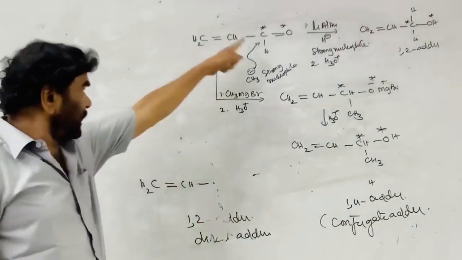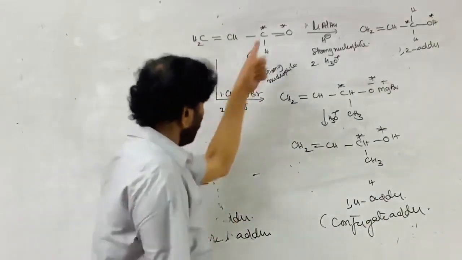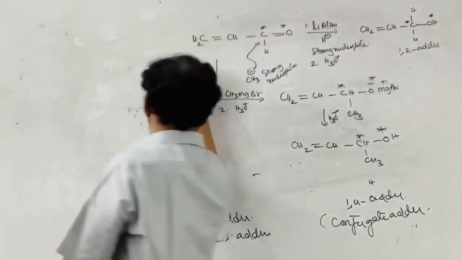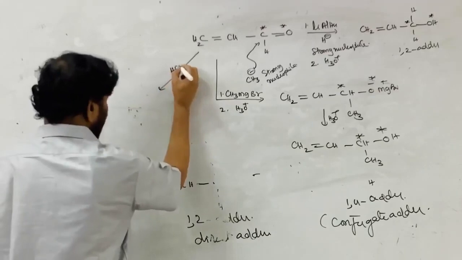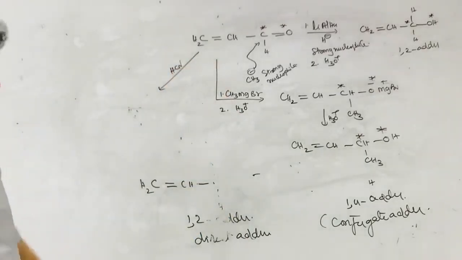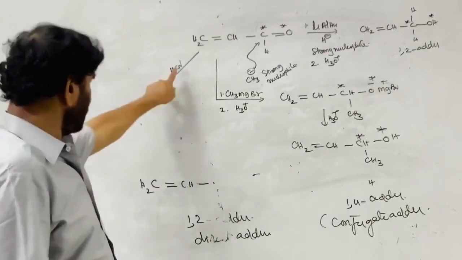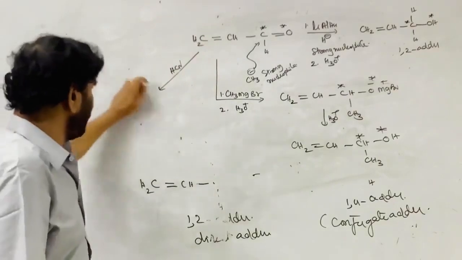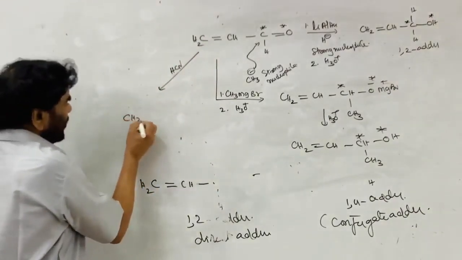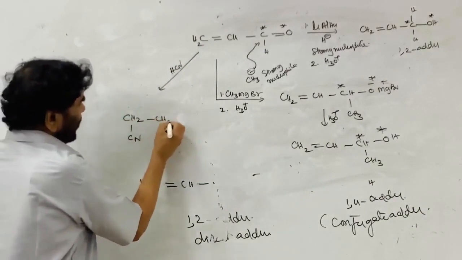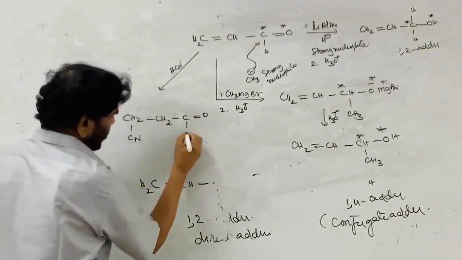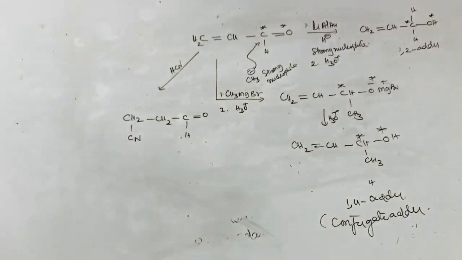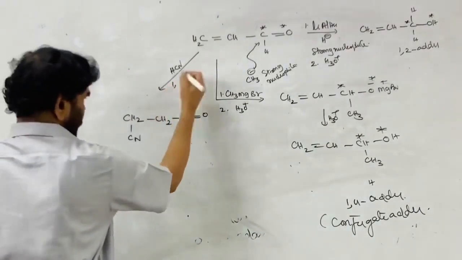Understand? Here it is taking place, 1,2 addition, 1,2 addition. Both are 1,2 additions. Remember, normal additions. But suppose you treat with HCN, where the cyanide ion is a weak nucleophile and the concentration is very less. Then what happens? CH2=CH-C(=O)-H, this H will not take part in this one. So 1,4 addition.